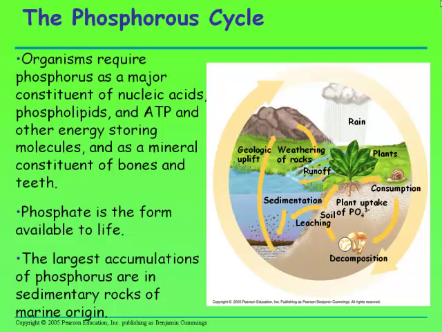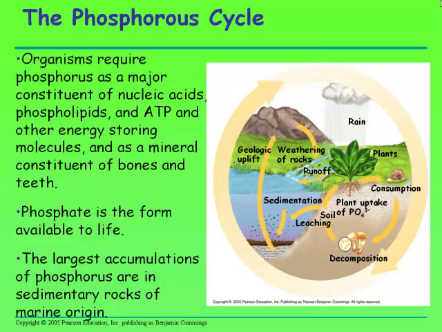The phosphorus cycle. This is the last cycle we're going to be talking about. Biological importance: organisms require phosphorus as a major constituent of nucleic acids, phospholipids, and ATP and other energy-storing molecules, and as a mineral constituent of bones and teeth. Forms available to life: the most biologically important inorganic form of phosphorus is phosphate, which is right here, which plants absorb and use in the synthesis of organic compounds.